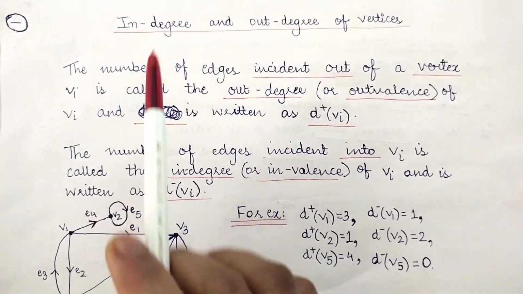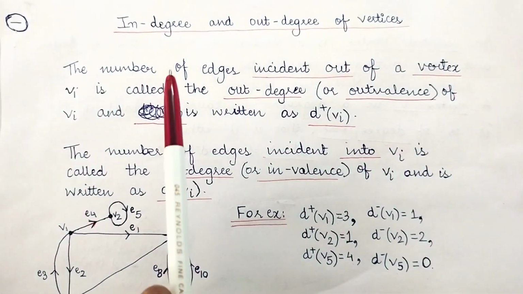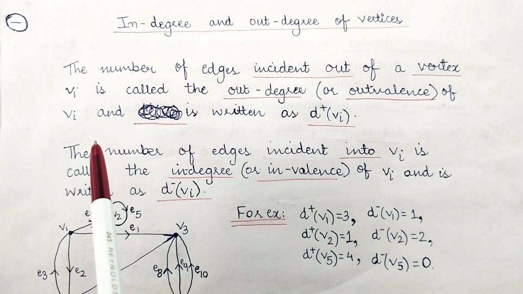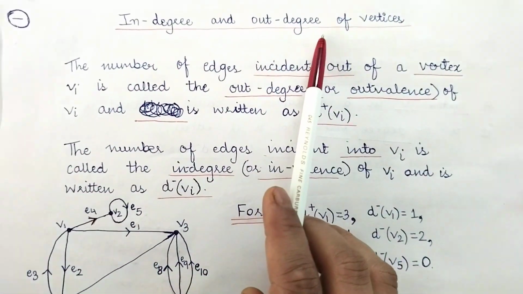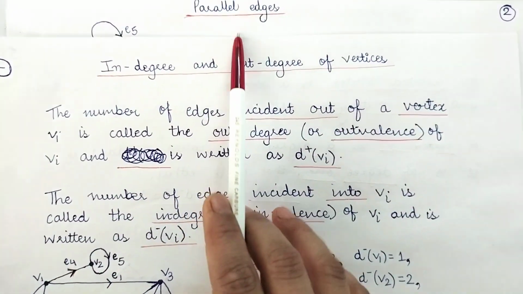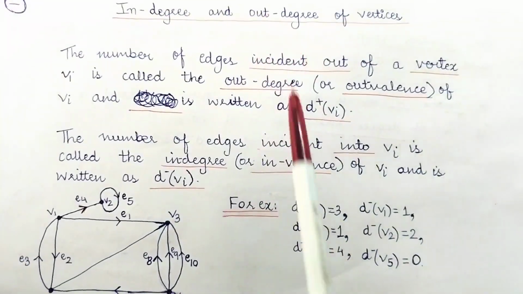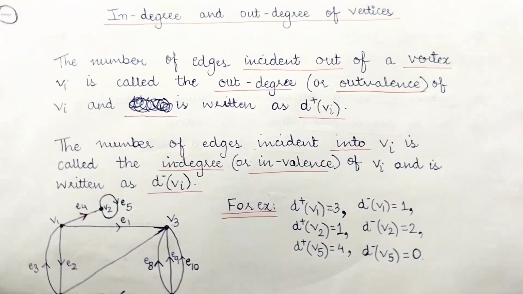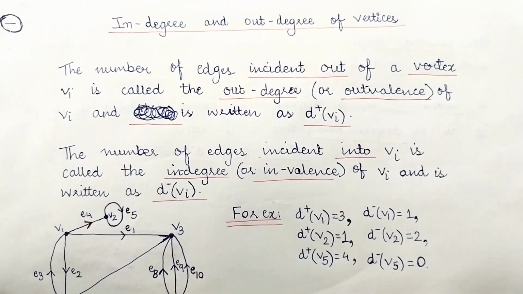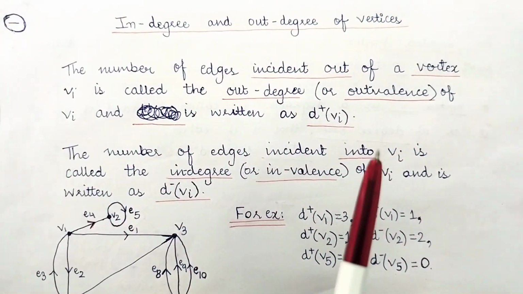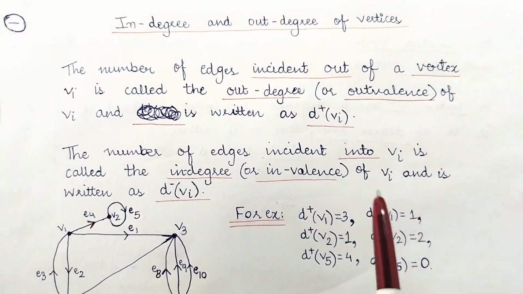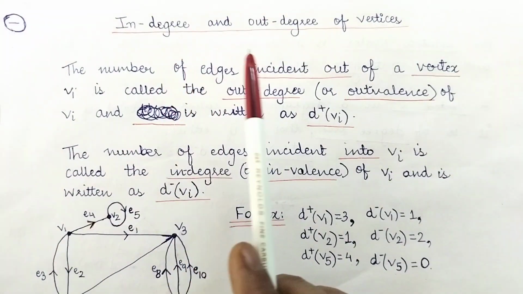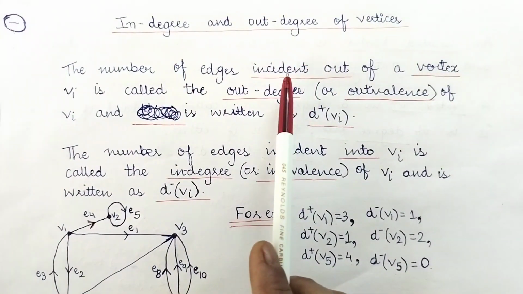Hi everyone, today we are going to study two very important topics in graph theory. One is the in degree and out degree of vertices, and the other is parallel edges. We will study in degree, out degree and parallel edges in reference to directed graphs, or digraphs. Now we'll start with in degree and out degree of vertices.